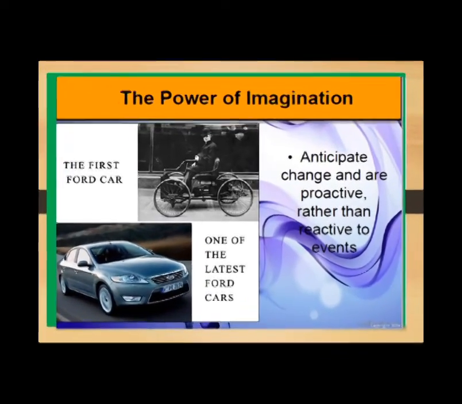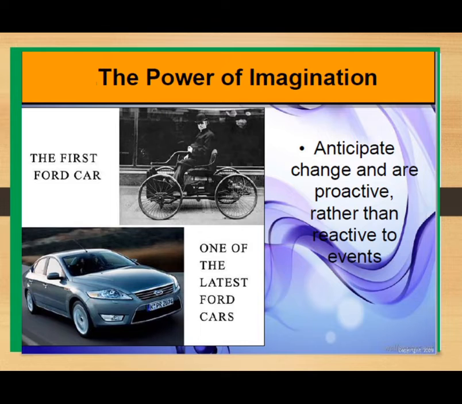The power of imagination: anticipate change and be proactive rather than reactive to events. An example of this was the inventor of the first Ford car, Carl Friedrich Benz, a German engineer, designer, and automotive engineer. His Benz patent motor car from 1885 is considered the first practical automobile put into series production. He anticipated change, and with that, he developed the first Ford car.